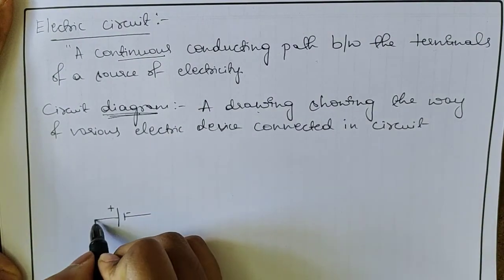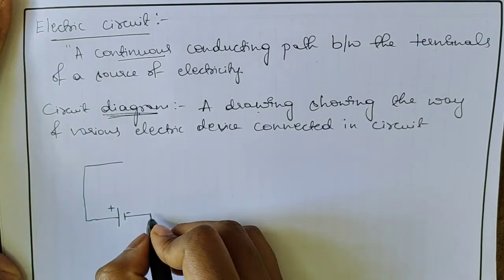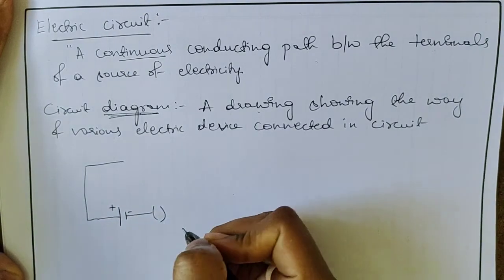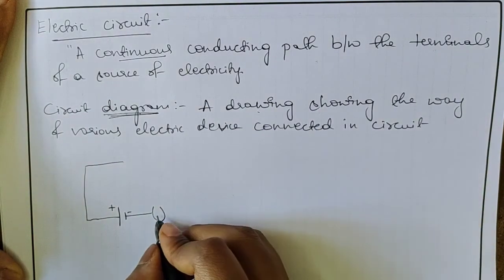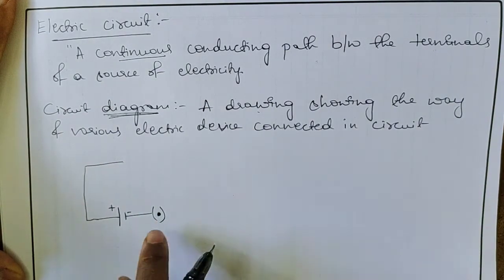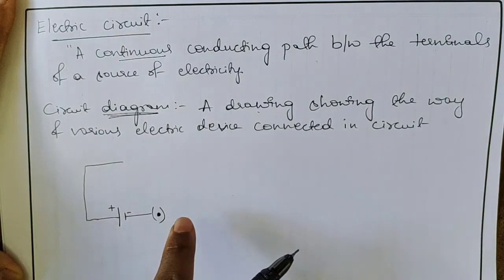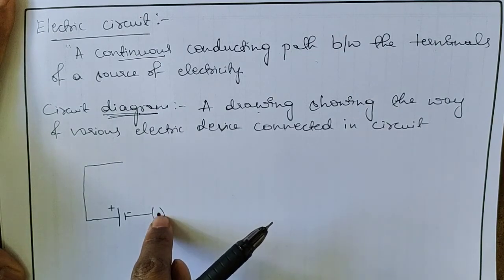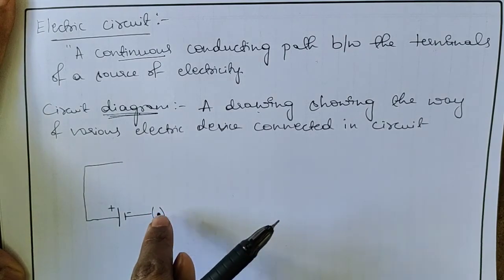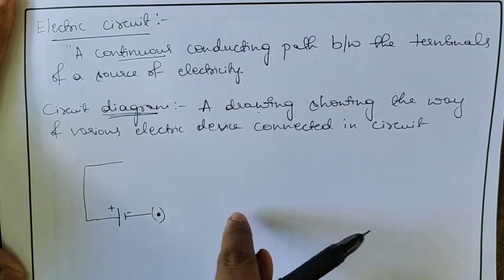So here, in the circuit mainly we have a key. Key is what? It is nothing but a switch on and off button. So suppose I keep a dot in between this bracket, it indicates closed, that means on. If it is open, if there is no dot in this, then it is called an open circuit.